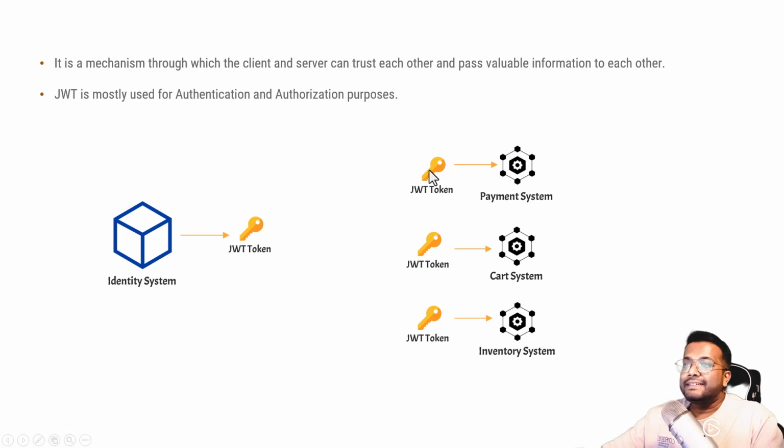So the JWT token creates a trust between the identity system and the payment system, that okay, you are allowed to do something, you are allowed to do the payment, you are allowed to add something to the cart, you can choose something from the inventory system, you can view something from the inventory system. So this is the thing that is powered by JWT token.